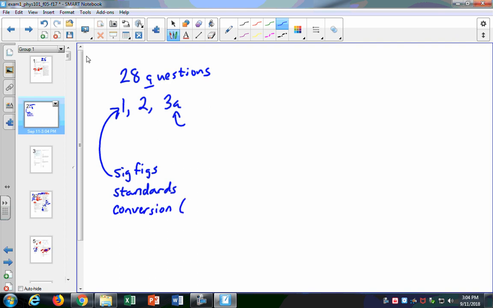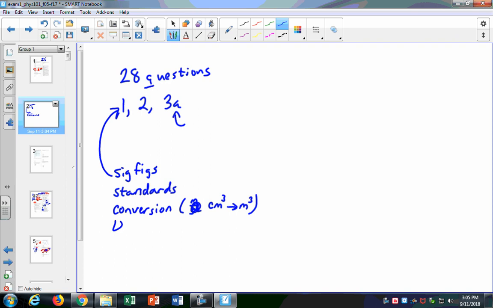Make sure that you know how to do units that are cubed or squared. Like going from cubic centimeters to cubic meters. Make sure that you know how to do that. If we need to do that today, we can do that.